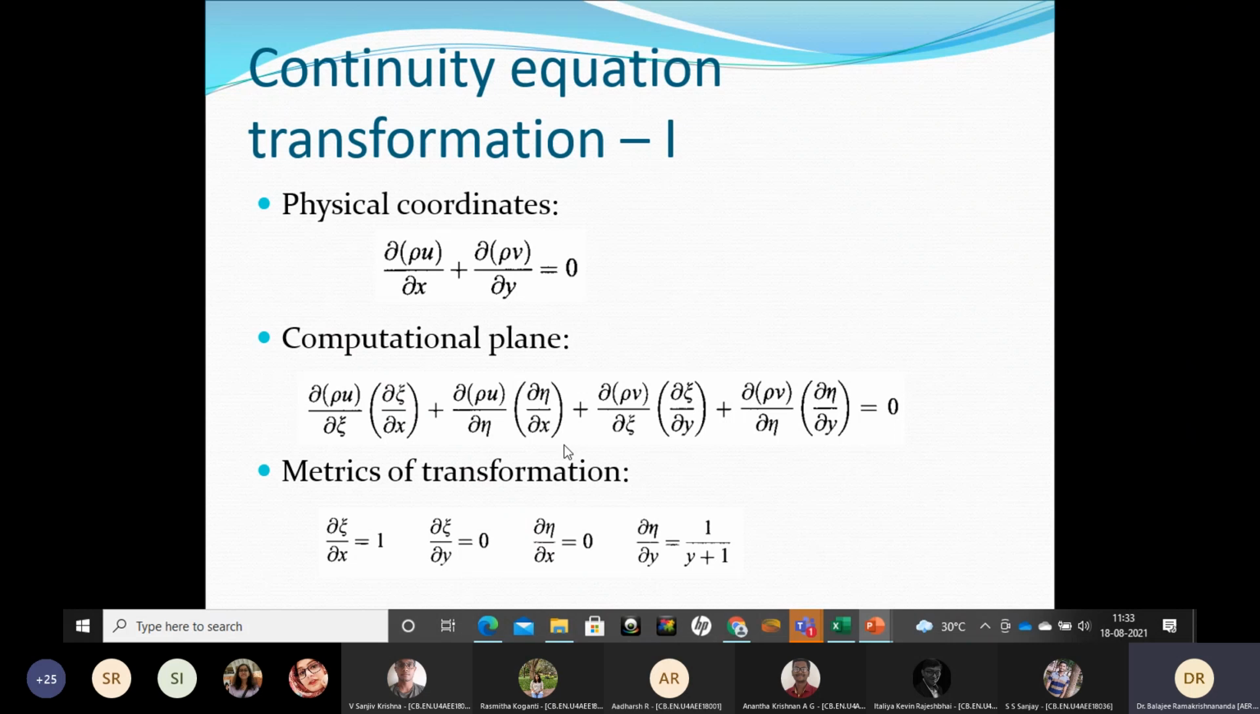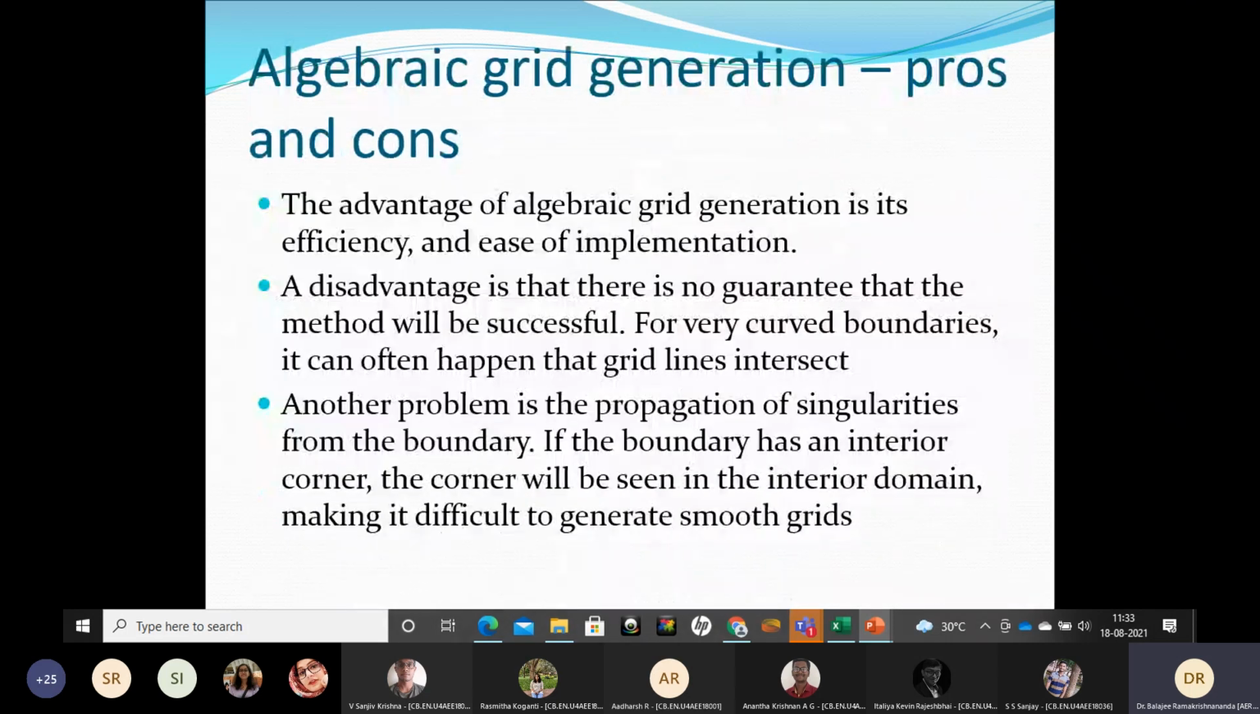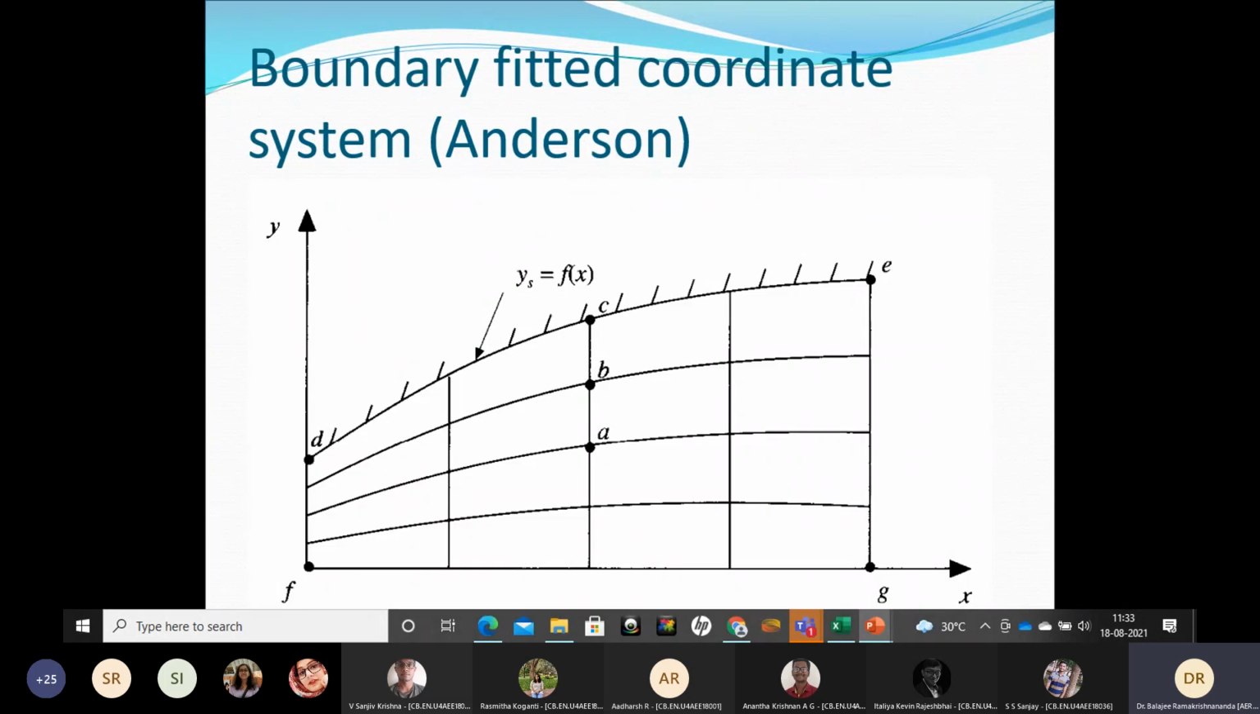which becomes more complicated, but it's easier with what you have seen here. It is a very easy transformation if you have straight formulas like that. So that is the advantage of the algebraic grid. Then the disadvantages are these two things. Now, something called a boundary fitted coordinate system, which means that the coordinates are on the boundary. X and Y actually form a boundary here. So the name explains it.